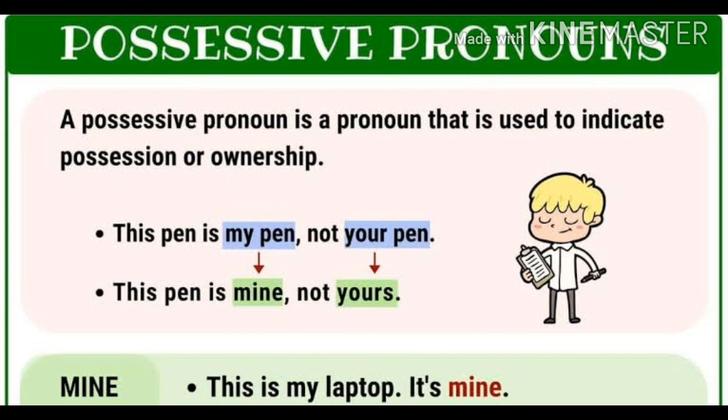Possessive pronouns. A possessive pronoun is a pronoun that is used to indicate possession or ownership. For example, this pen is my pen, not your pen. This pen is mine, not yours. We have used mine in place of my pen and yours in place of your pen. So the words mine and yours are possessive pronouns.